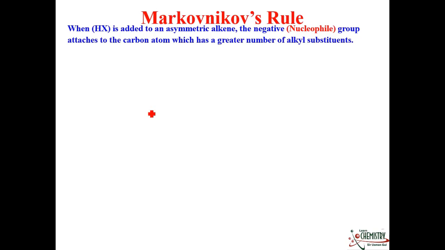Now let's understand this rule with the help of one asymmetrical alkene. Now this one is an asymmetrical alkene. Right now this one is carbon number 1 and this one is carbon number 2. Now you can easily see the difference between carbon number 1 and 2. Carbon number 1 is the least substituted and carbon number 2 has 2 alkyl substituents. Right now this is the difference.